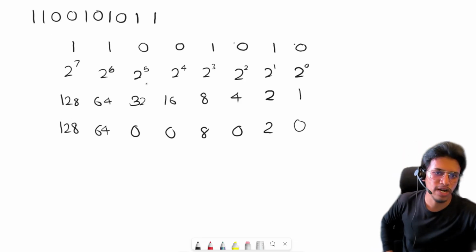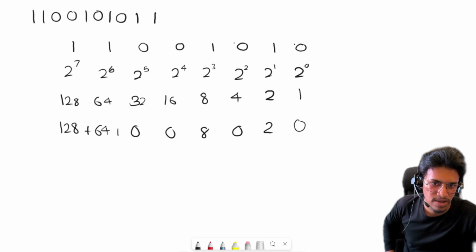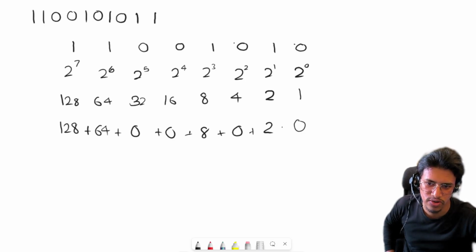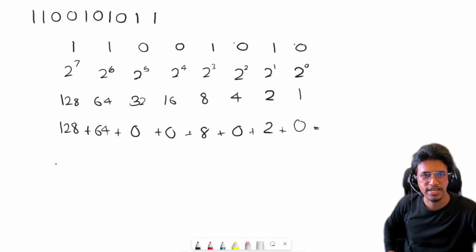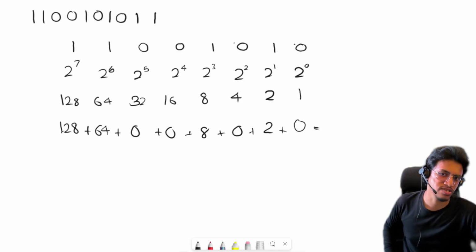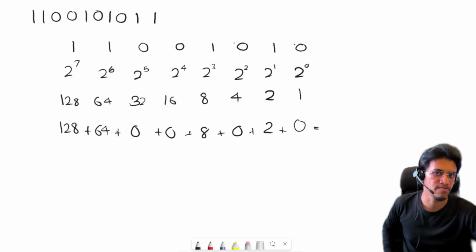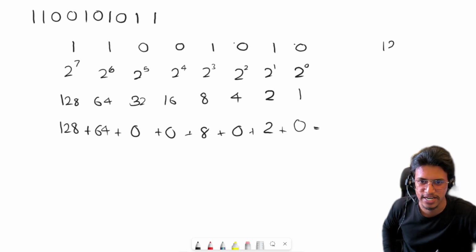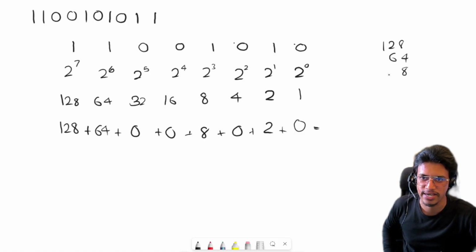Right? Now what we do is we add these values. When we add them together, we should be getting the denary equivalent of this one. So I won't be adding it horizontally, I'll be writing it on the side: 128, 64, 8, and 2.